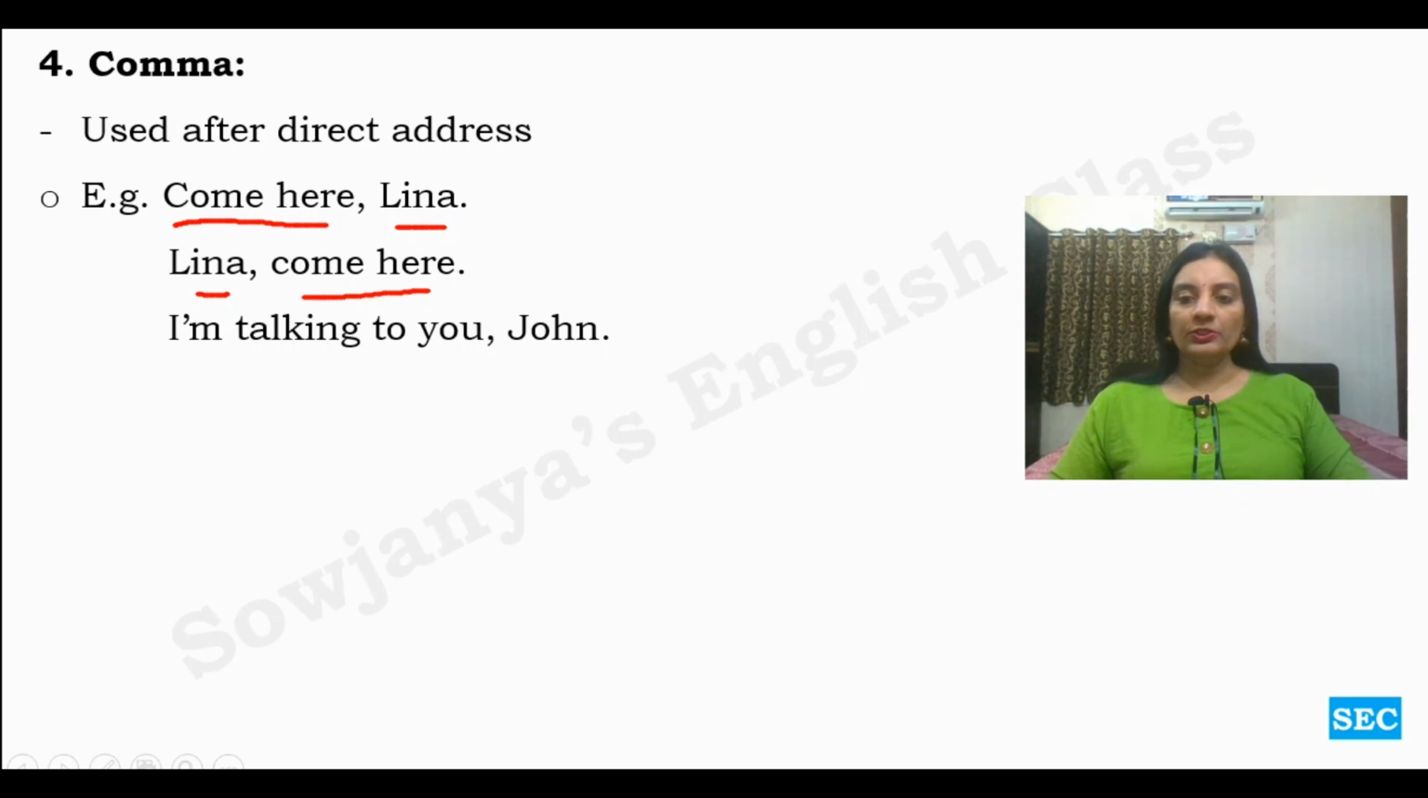I am talking to you, John. I am talking to you. It is a direct address. To whom you are addressing? John. And before this proper noun you place a comma. After the direct address you place a comma, a space, and then proper noun. After the comma we need to give a space. Single space is enough. Okay, we have to give that space.